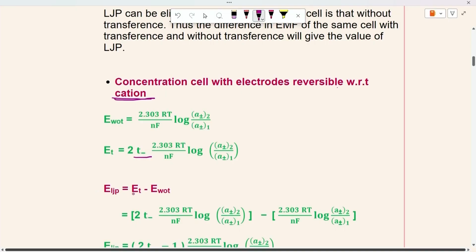Now, to get the liquid junction potential, you will have to subtract the values, that is, E_LJP, the liquid junction potential, is equal to the EMF of the cell with transference minus the EMF of the cell without transference. Now, let us substitute the values and find out the value.